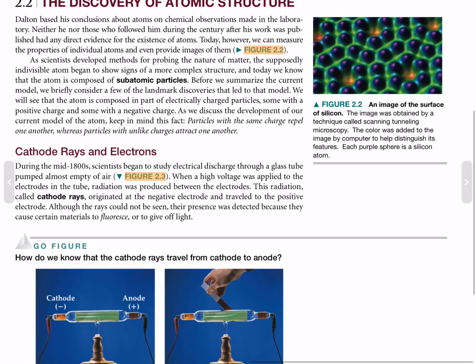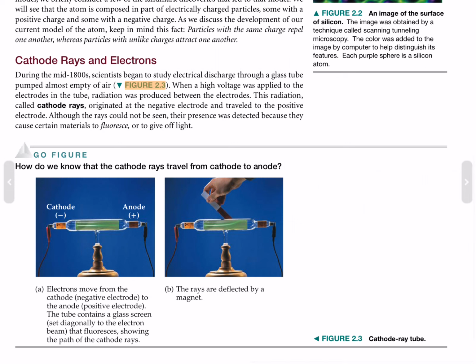Cathode rays and electrons. During the mid-1800s, scientists began to study electrical discharge through a glass tube pumped almost entirely free of air. When high voltage was applied to the electrodes of this tube, radiation was produced between the electrodes. This radiation, called cathode rays, originated at the negative electrode and traveled to the positive electrode.